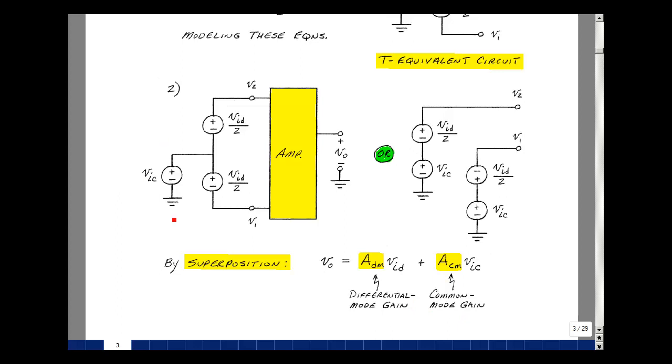Sometimes it's not convenient to use this T-equivalent circuit, but maybe the following. And that is just to put the equation for V2 as the sum of two voltage sources, and V1 is the difference of two voltage sources. In other words, V2 is equal to V sub ID over 2 plus V sub IC, and V1 is minus V sub ID over 2 plus V sub IC. And these are some definitions and properties of differential and common mode signals.